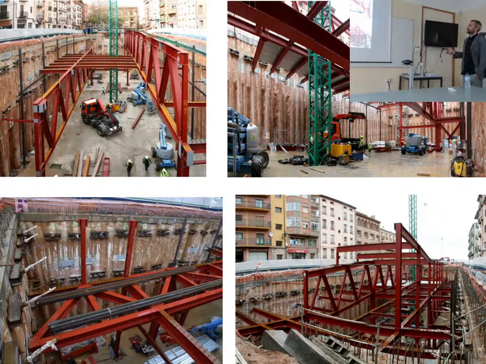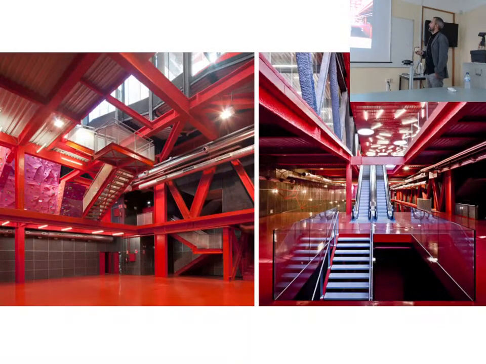And then the secondary structure. You see that we have nearly no diagonals because finally we have a composite structure, so we are running the compressions through the concrete we have. But we still have some diagonals at some specific locations in which we need them. And some pictures of the final result.